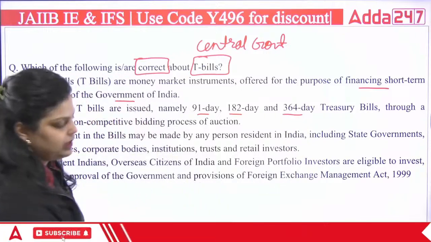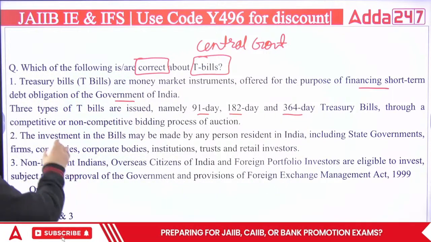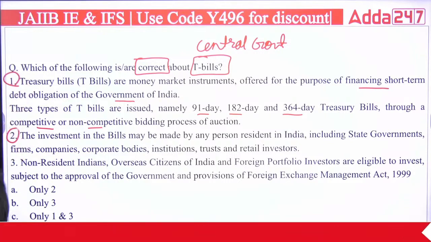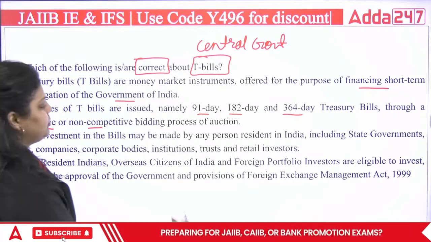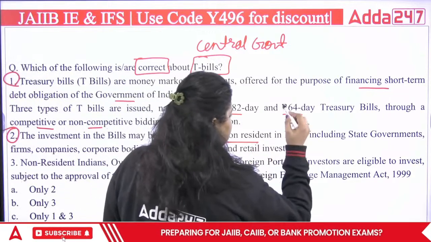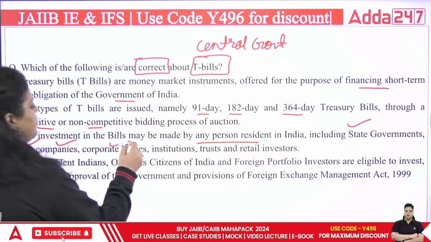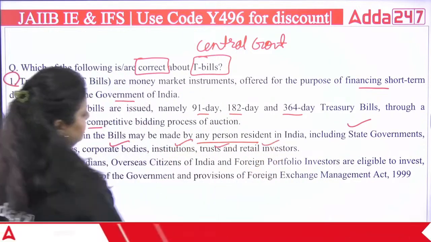Days, 364 days Treasury bill through a competitive or non-competitive bidding process of auction. Okay, this was the first statement. Second statement is talking about the investment in the bills may be made by any person resident in India, including the state governments, firms, companies, corporate bodies, institution, trust, retail investor.